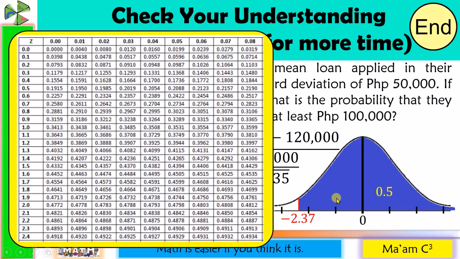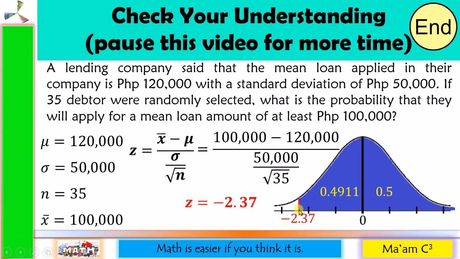Let us have our z table. Let us locate negative 2.37. So instead, we're looking for positive 2.3. And then the hundredths digit, 7, is on the top row here. Let us locate the intersection. And this will give us 0.4911. This area is from the mean up to negative 2.37.